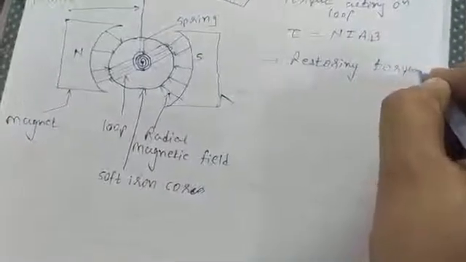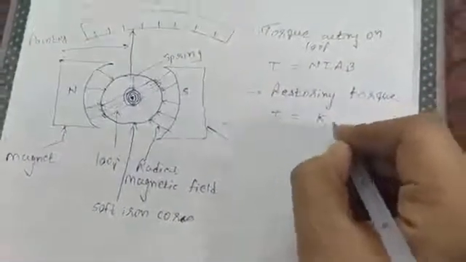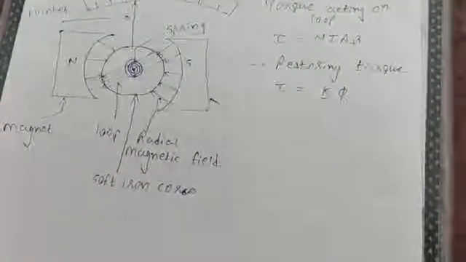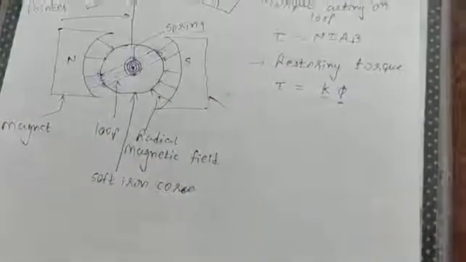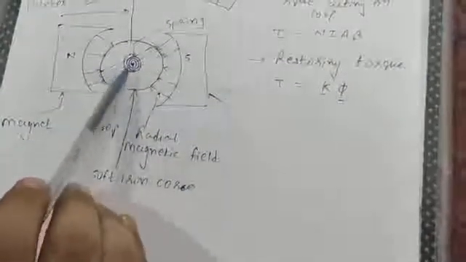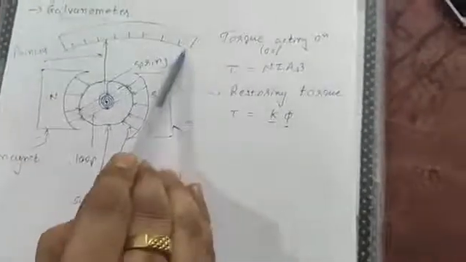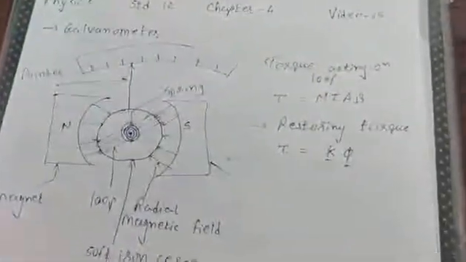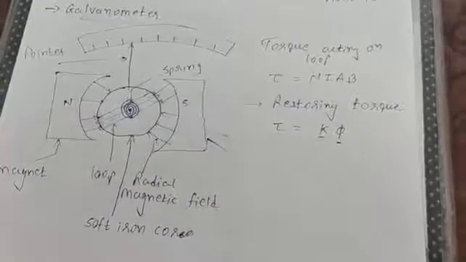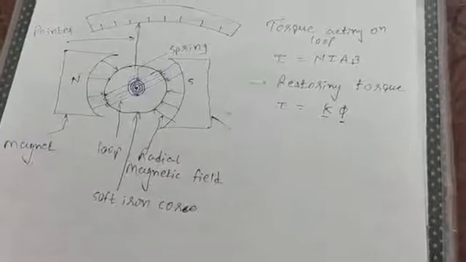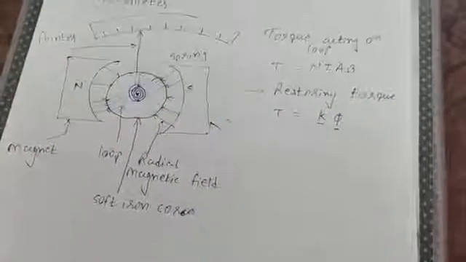The restoring torque is given by tau equals k phi, where k is the stiffness constant or spring constant, and phi is the deflection of the spring, which we can measure on this scale. This is the pointer. With the pointer we can measure the deflection on the scale, and we can calibrate this scale to measure the current. So ultimately the use of the galvanometer is to measure current or potential difference, but mainly it is used to measure current.